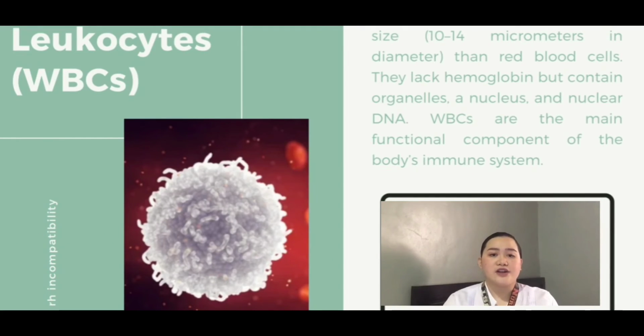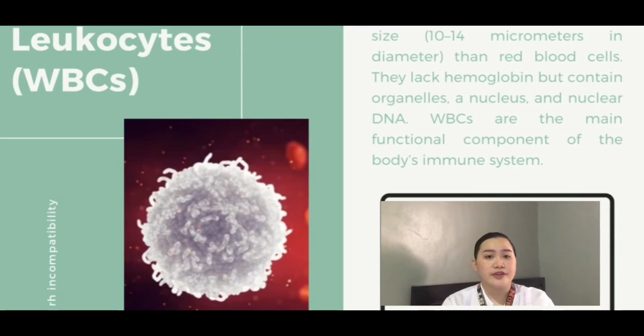Next, we have the leukocytes. The leukocytes are usually larger in size, 10 to 14 micrometers in diameter, than red blood cells. They lack hemoglobin but contain organelles, a nucleus, and nuclear DNA. WBCs, or white blood cells, are the main functional component of the body's immune system. They destroy and remove old or aberrant cells and cellular debris, as well as attack infectious agents or pathogens, and foreign substances.